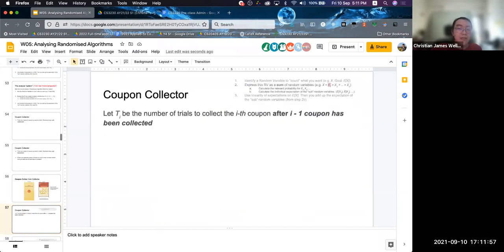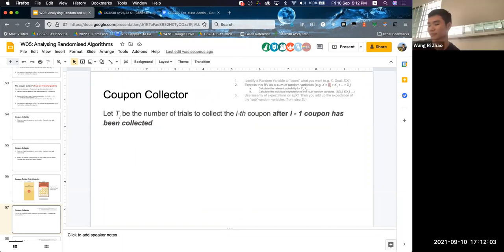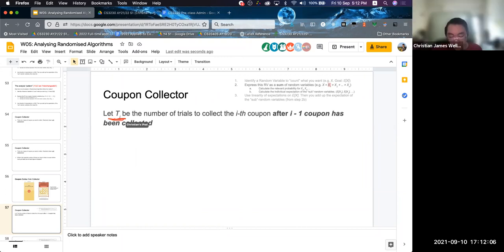Okay, first of all, let's talk about the way this is framed, the Ti. The Ti here is to collect the i-th coupon. But the i-th coupon is not any particular coupon that you care about.